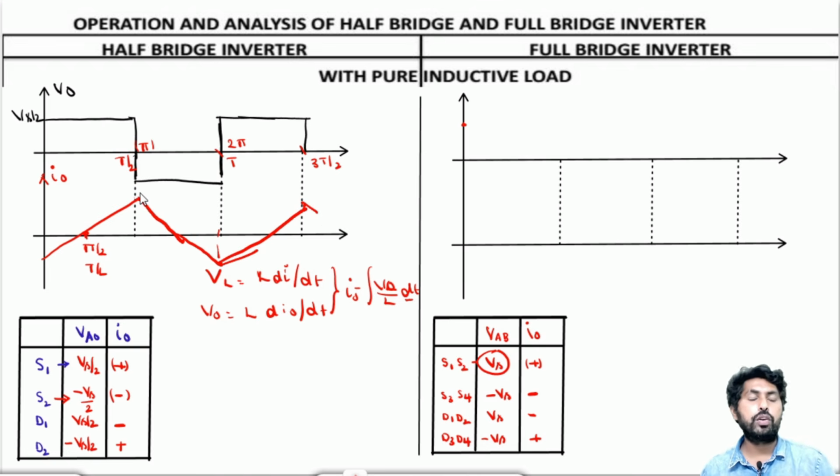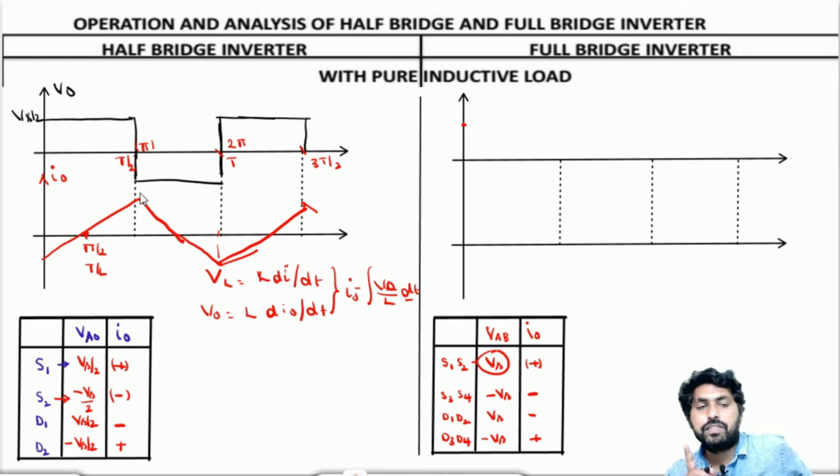Now this is the output current. Here we need to mark the devices. How can we mark the devices in this period? Let me mark the devices here, so that you can try to mark them for the full bridge inverter.